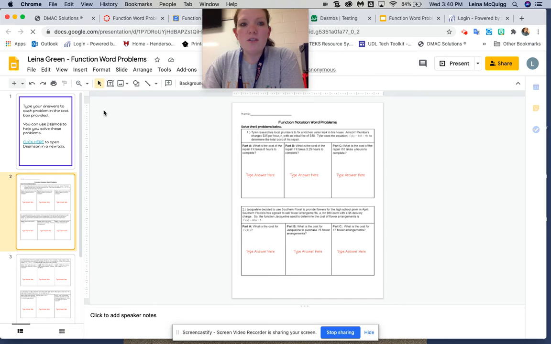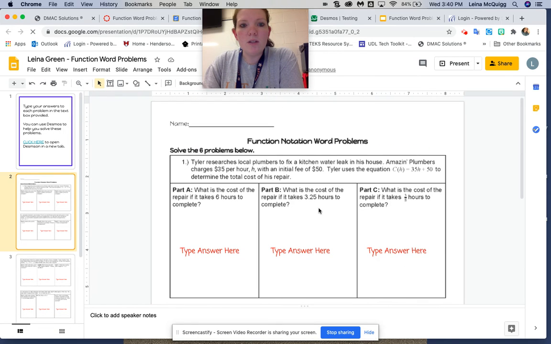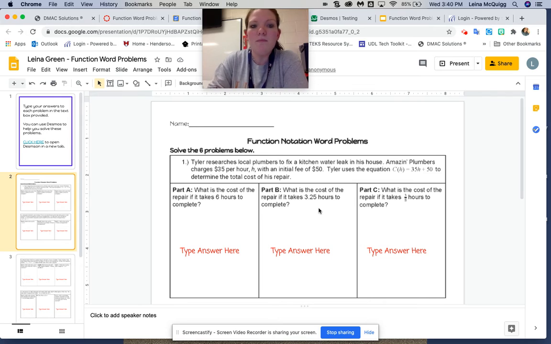All right, so I'm going to zoom in here so we can see what we're doing. Let's work some problems. We're going to do some word problems. Tyler researches local plumbers to fix a kitchen water leak in his house. Amazing Plumbers charges $35 per hour H with an initial fee of $50. Tyler uses the equation C of H equals 35H plus 50 to determine the total cost of his repair. So this problem should sound very familiar. We wrote equations from this same problem. We wrote that equation, C of H equals 35H plus 50.